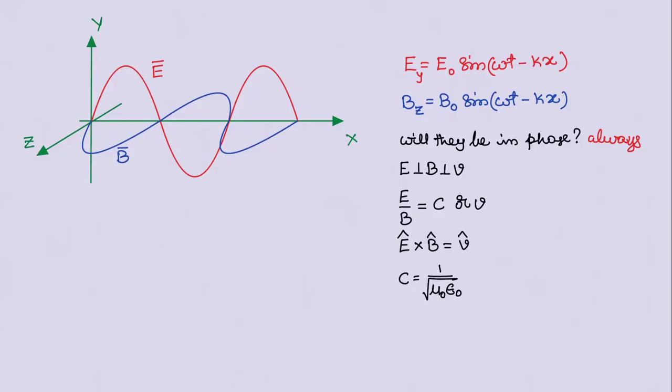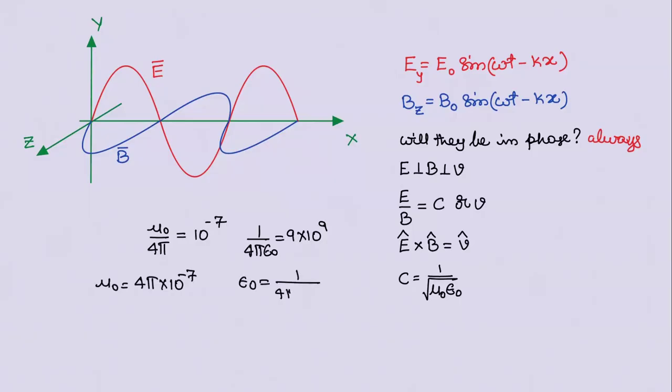So, mu naught by 4 pi is equal to what? Tell me. 10 power minus 7, right? And 1 by 4 pi epsilon naught is equal to 9 into 10 power 9. Now observe, if you take mu naught, it will be 4 pi into 10 power minus 7. And if you take epsilon naught, it will be 1 by 4 pi into 9 into 10 power 9.